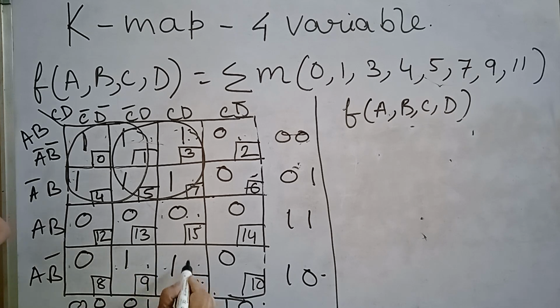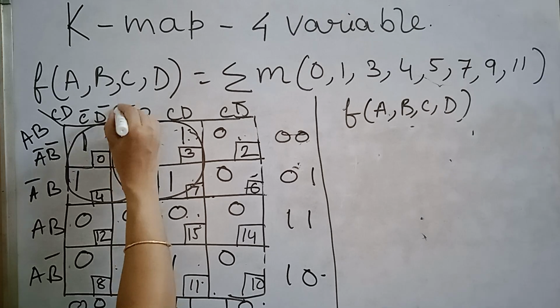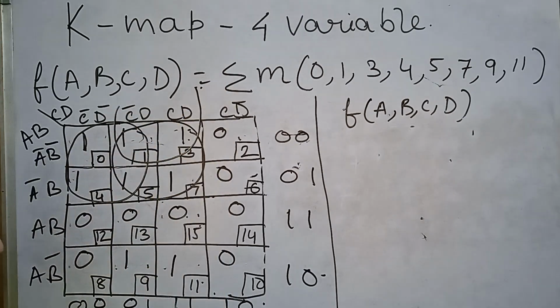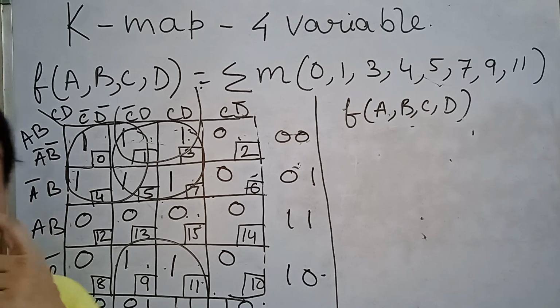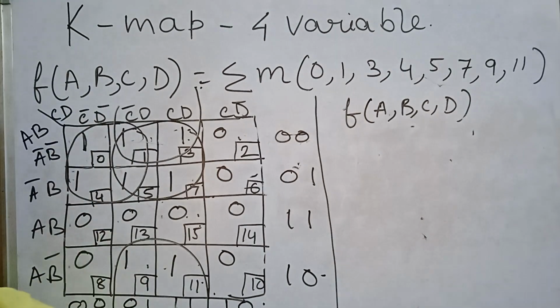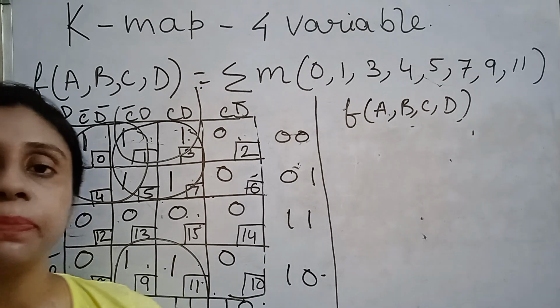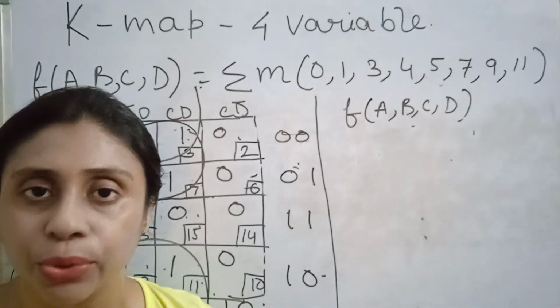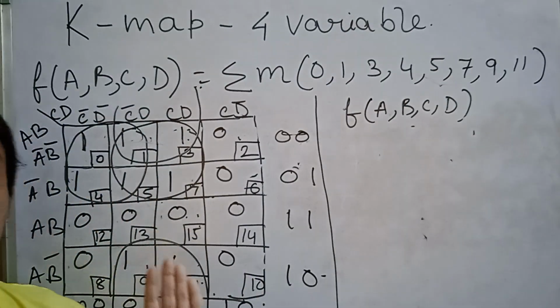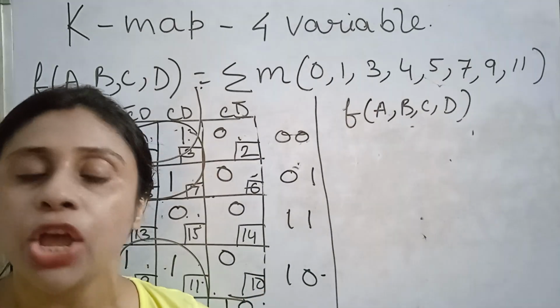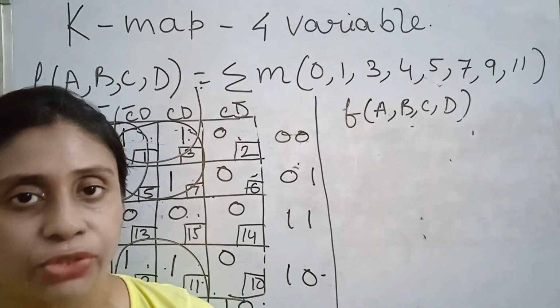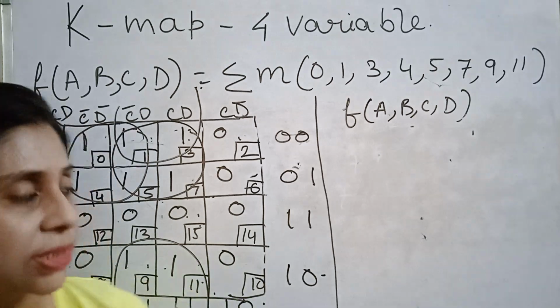So rather than taking a group of these 2 ones, what will we do? We will group these 2 ones and these 2 ones, so we will make a group of 4. As I have already said, we will always try to make the maximum possible number of ones in a group. If it is possible to make a group of 4 ones, we will not make a group of 2 ones. We will go for a group of 4 ones.